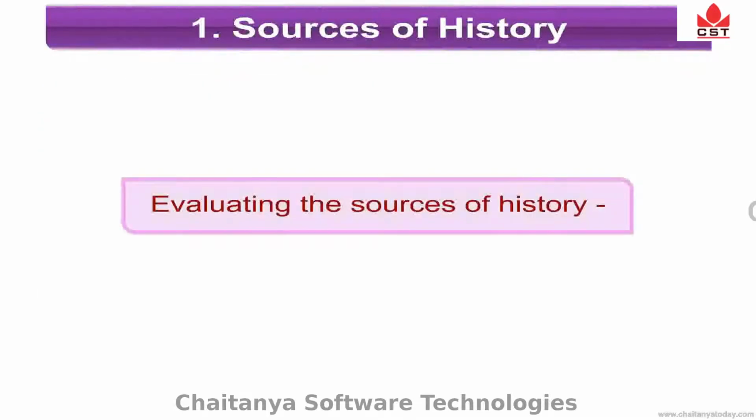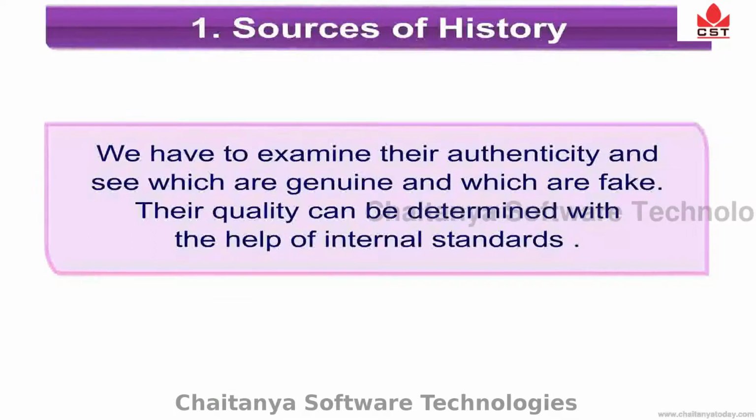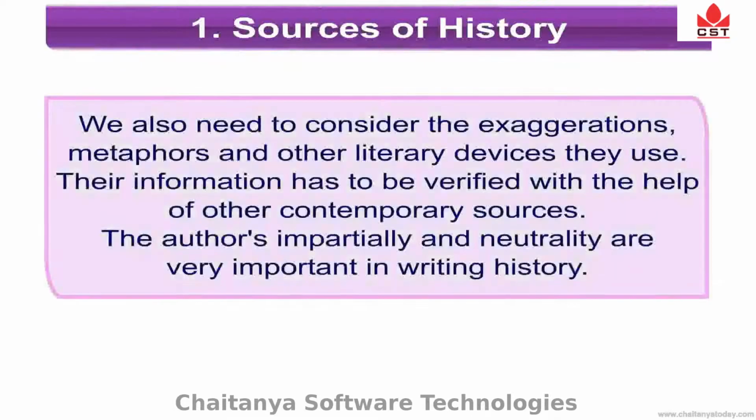Evaluating the sources of history, we have to examine their authenticity and see which ones are genuine and which ones are fake. Their quality can be determined with the help of internal standards. We also need to consider the exaggerations, metaphors, and other literary devices they use. Their information has to be verified with the help of other contemporary sources. The author's impartiality and neutrality are very important in writing history.